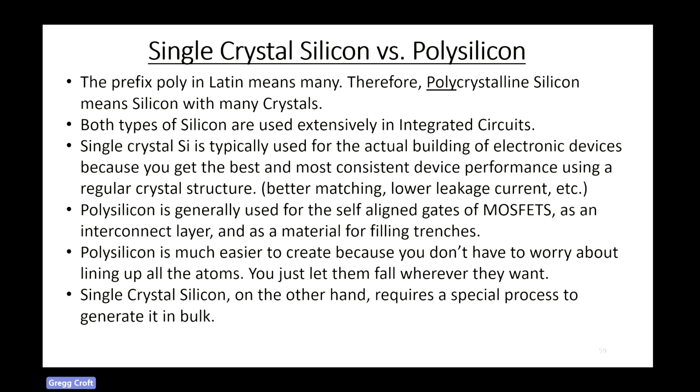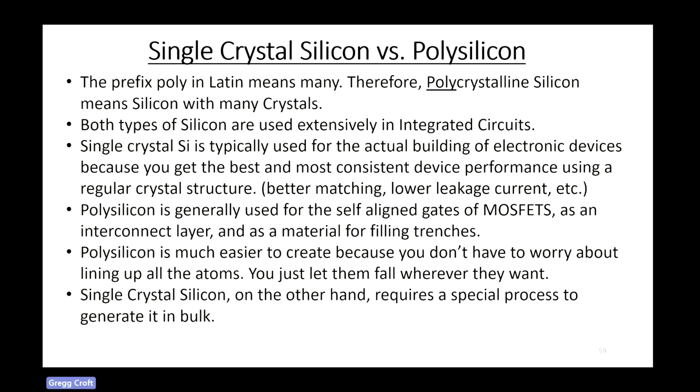Single crystal silicon is typically used for the actual building of the electronic devices because you get the best and most consistent device performance using a regular crystal. The devices match better, the leakage currents are lower. Generally, everything performs way better with single crystal silicon. However, polysilicon is generally used for other things like the self-aligned gates of MOSFETs, as an interconnect, or maybe as a material for filling trenches on the wafer.